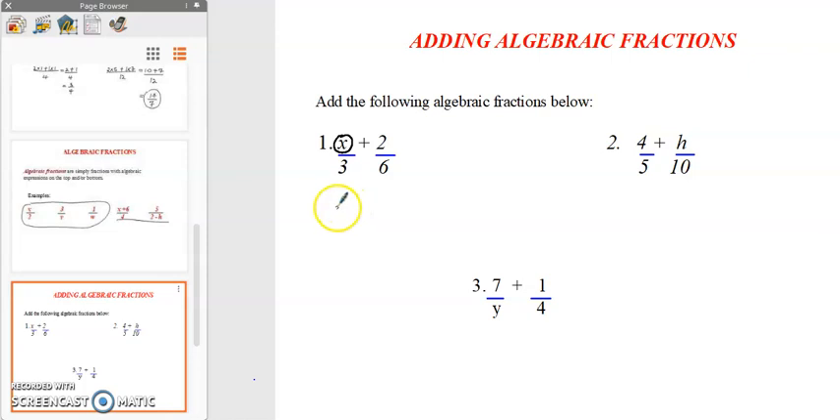So in this case, you would still find the lowest common multiple, which would be 6, right? Because 6 is the lowest number that 3 and 6 can go into without leaving a remainder. We say 3 into 6 goes 2 times, and we multiply that 2 by the x on the top, 2 times x, plus 6 into 6 1 time, multiplied by this 2 at the top here. So this would be equal to 2 times x, 2x, plus 1 times 2, 2, over 6. And this would be your answer.